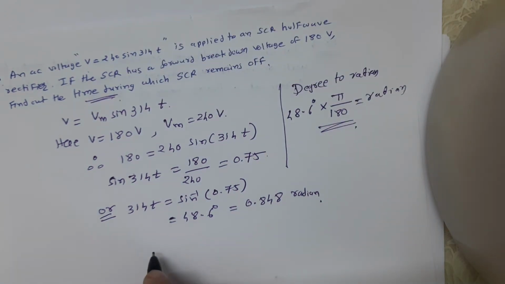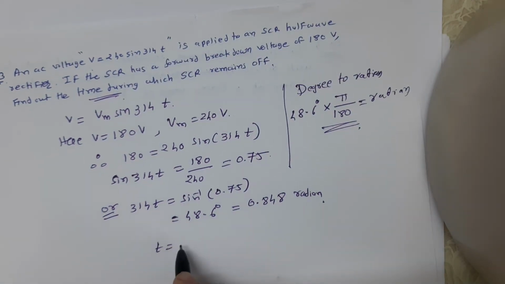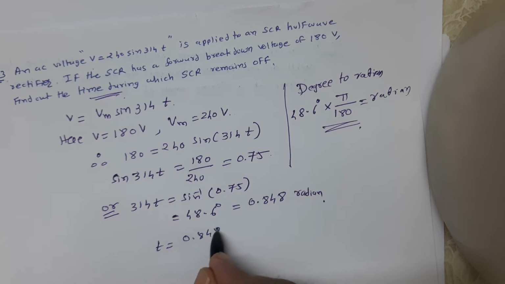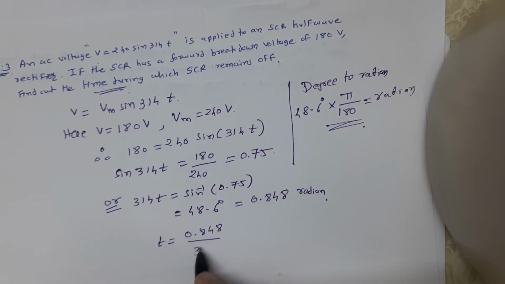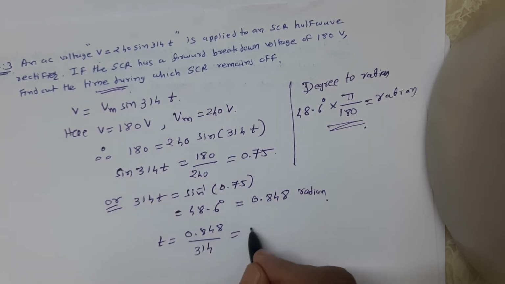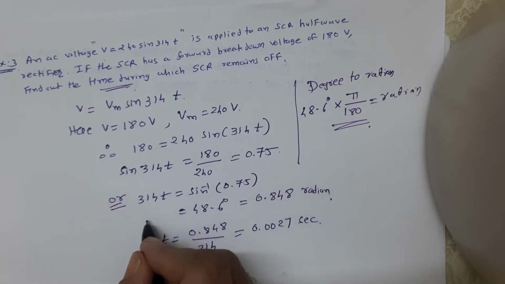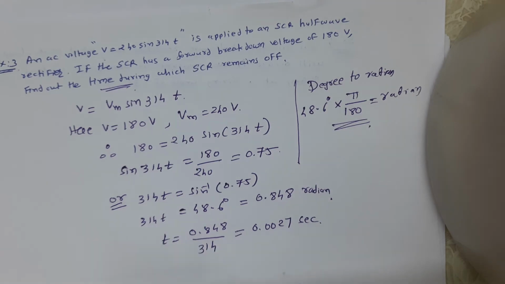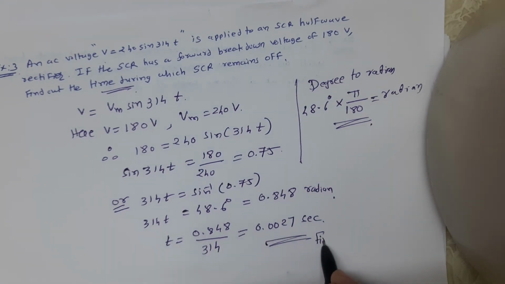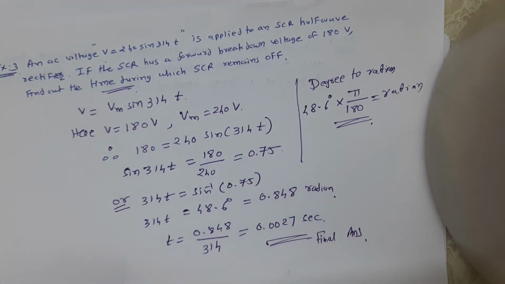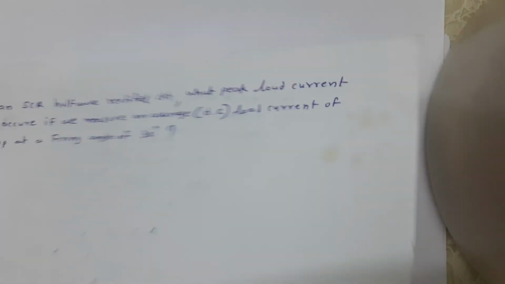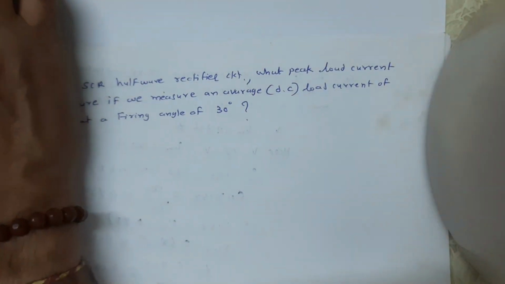So finally t is equal to 0.848 divided by 314. This is equal to 0.0027 second. This is the final answer. Next example is example 4.